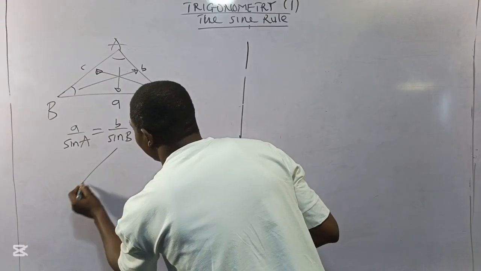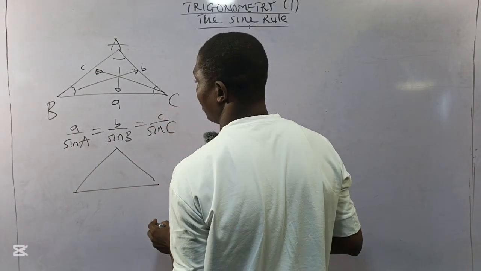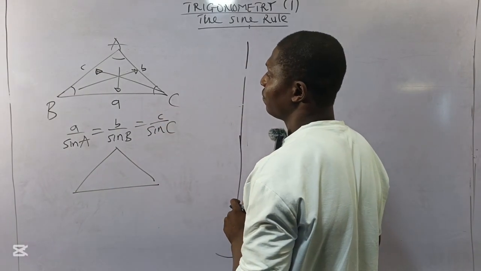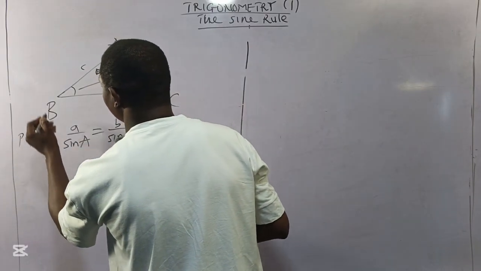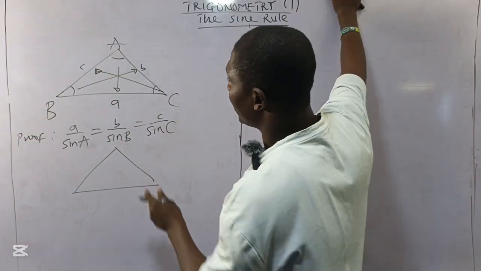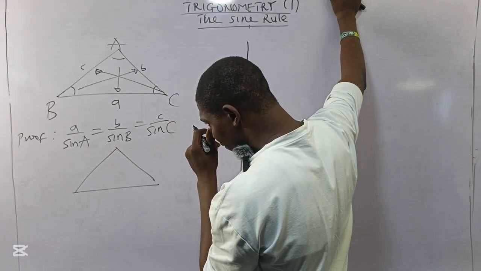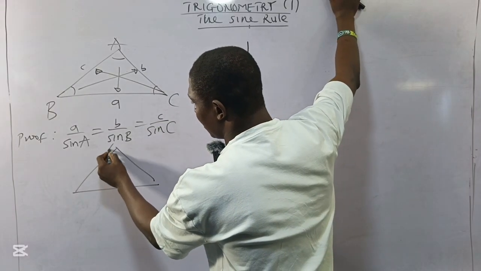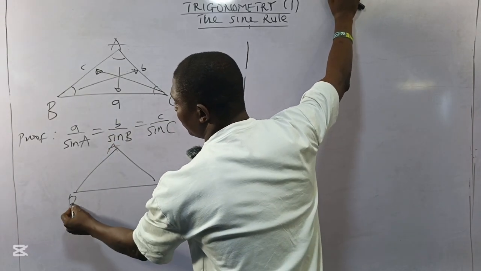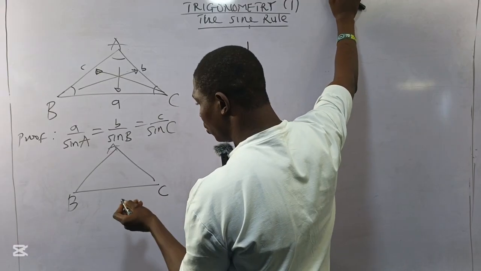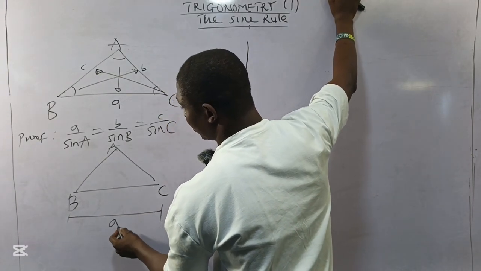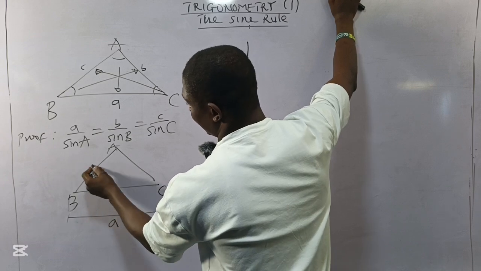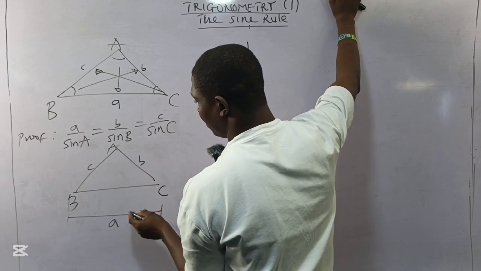Now, this is a triangle again. I want to prove it. Please, let me put my proof here. Now, we're given this. If I take this as my A, this is my B, this is my C, which was given. And here to here, I want to take it as my small letter a. This is my small c, and this is my b.